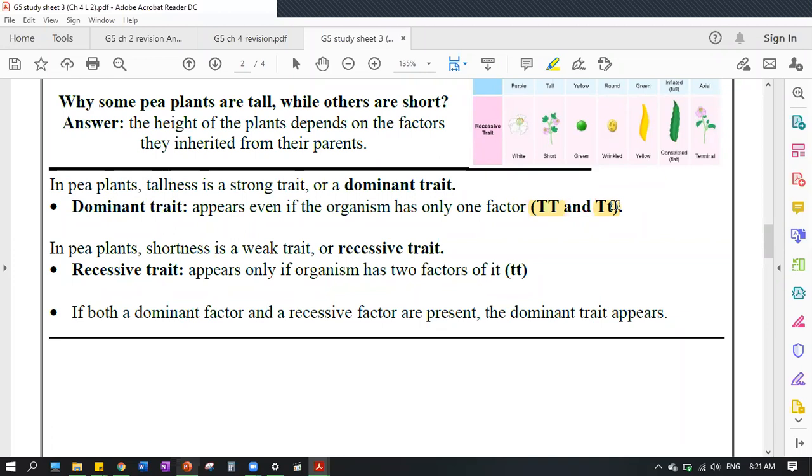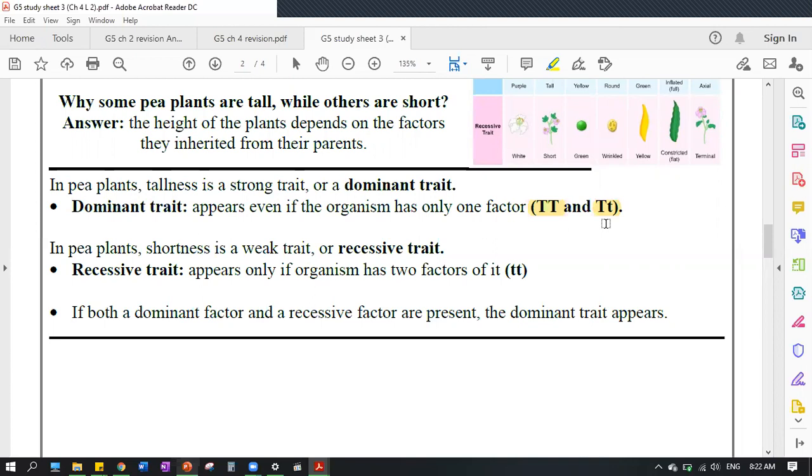When I say two T capitals, that means it only carries the dominant trait. When I say T capital and T small, it means that it carries T capital for dominant and T small for shortness. But in here, you know that whatever trait is going to show up, it's going to be the tall one, because the dominant is a stronger trait, so it will appear even if there is only one factor for it.